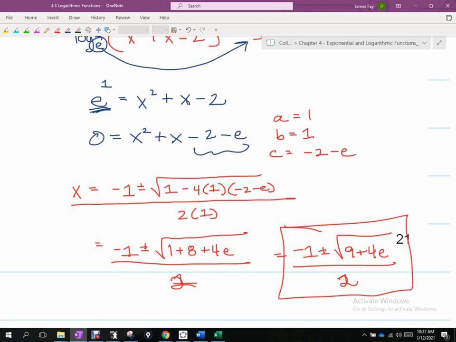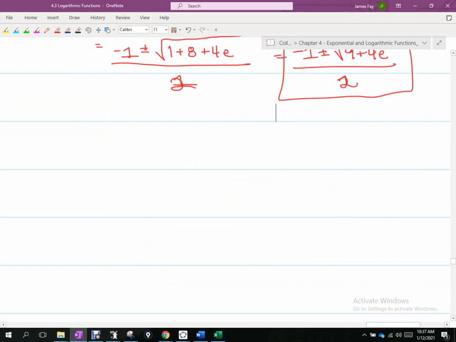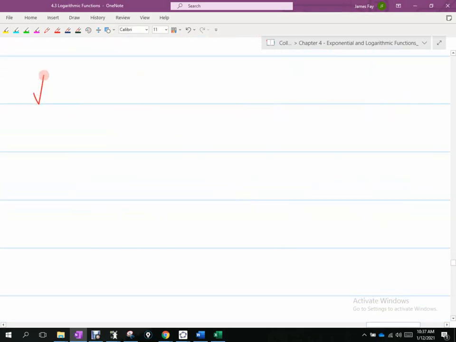Okay, some people ask, well, can I take that 9 plus 4e, because 9 and 4 are both perfect squares, right? That is 3 plus 2. Is that allowed? Okay, so let's think about this then. So you're telling me that if I have the radical of 25 plus 7, I can write that as 5 plus radical 7.